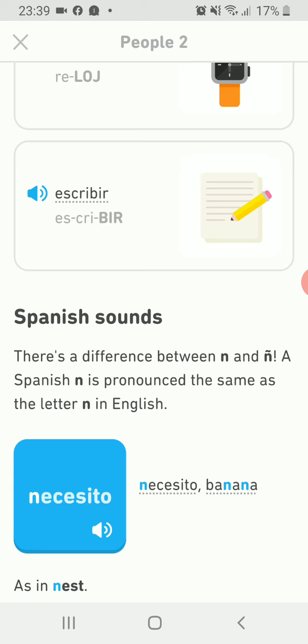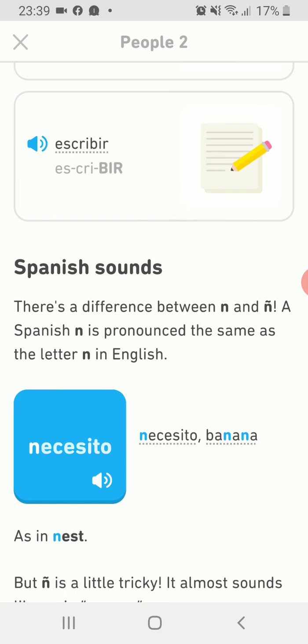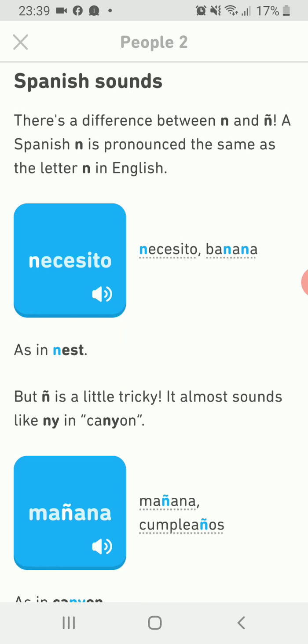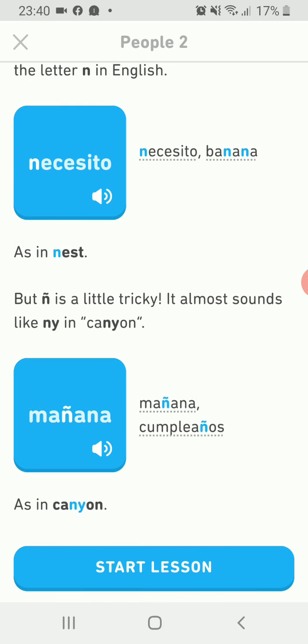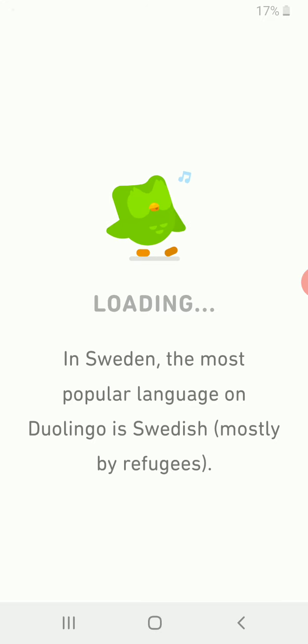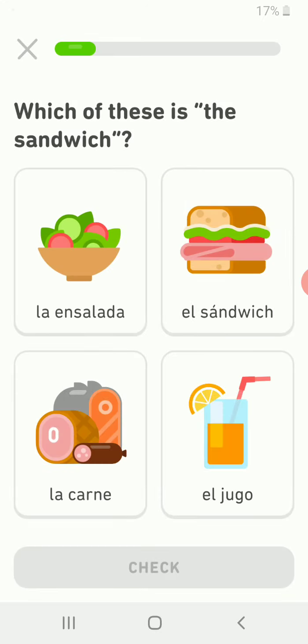And the Spanish sounds. There's a difference between N and ñ, we know that. A Spanish N is pronounced the same as the letter N in English. Necesito, banana, for instance, as in nest. But ñ is a little tricky. It almost sounds like the ny in canyon. Mañana, cumpleaños. Alright, let's do the exercises.